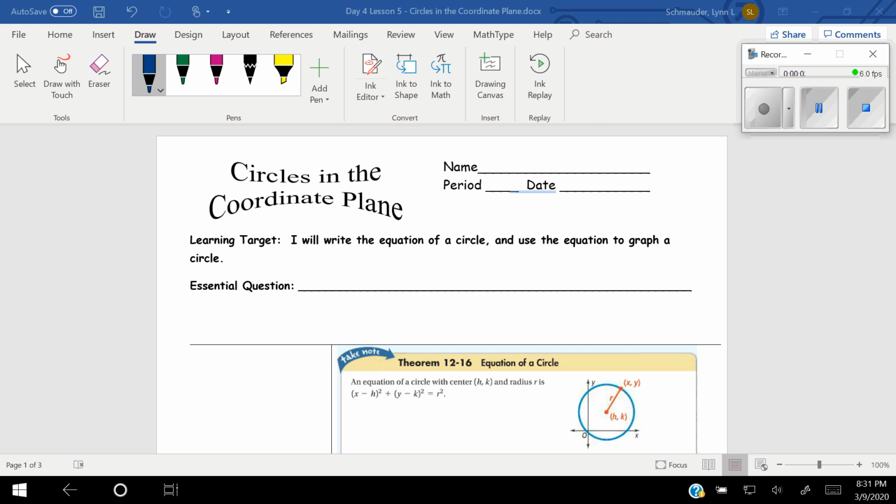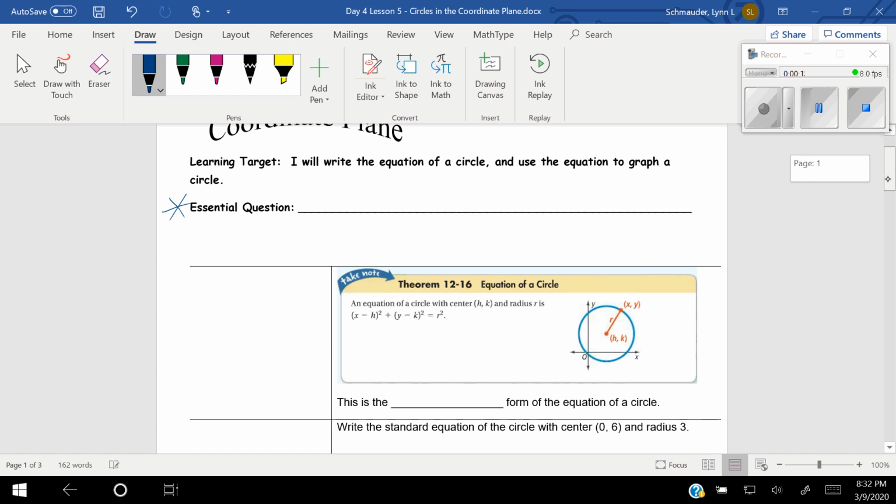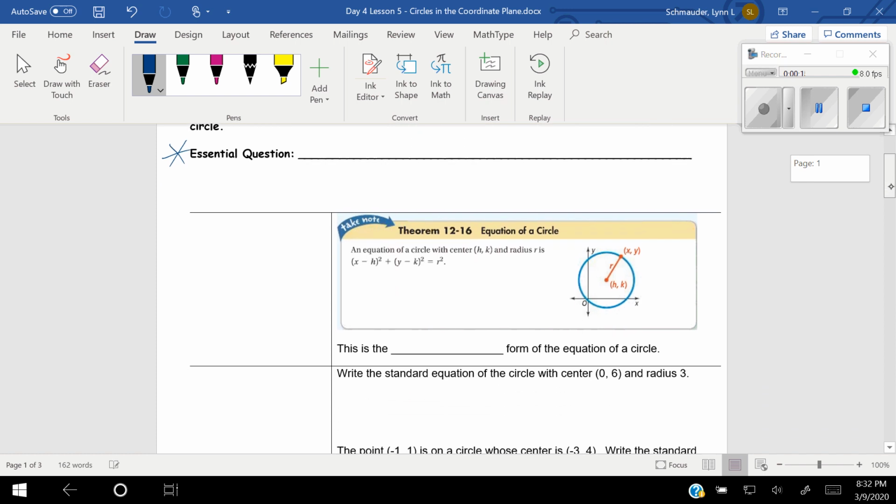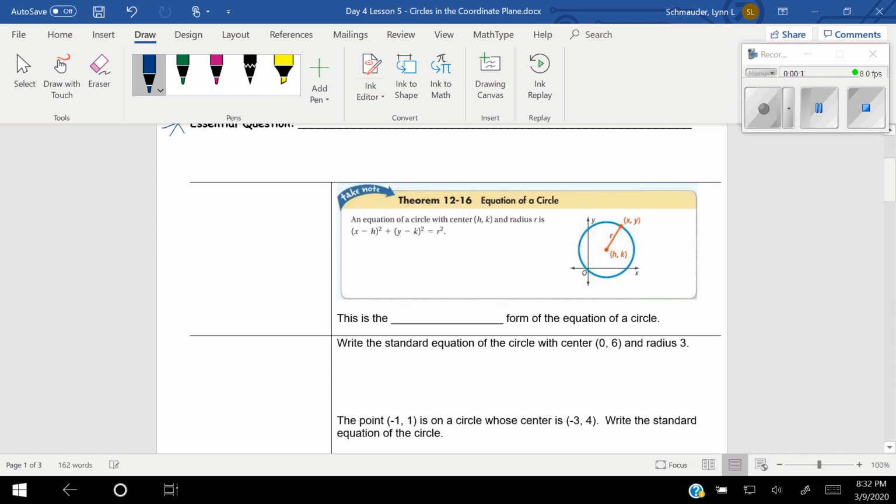All right, here we go. Circles in the coordinate plane. This is our last lesson in this unit on circles. Please do remember to come back and write yourself an essential question and fill in your summary when we get finished, because we're just going to take off and go here.